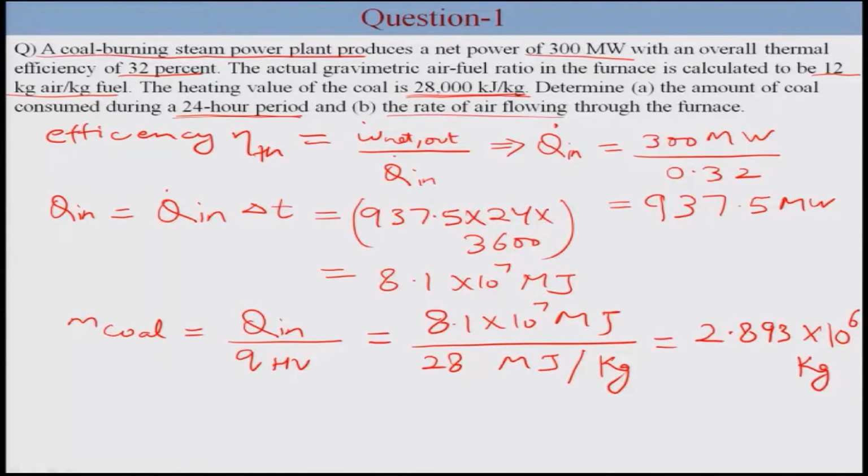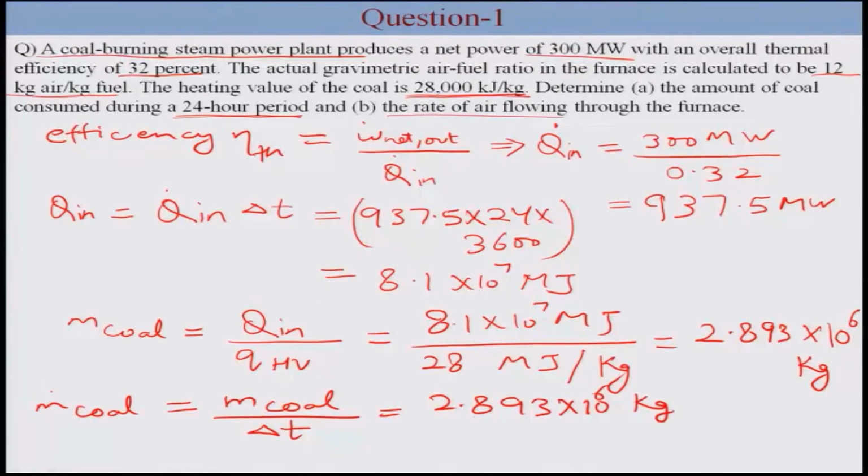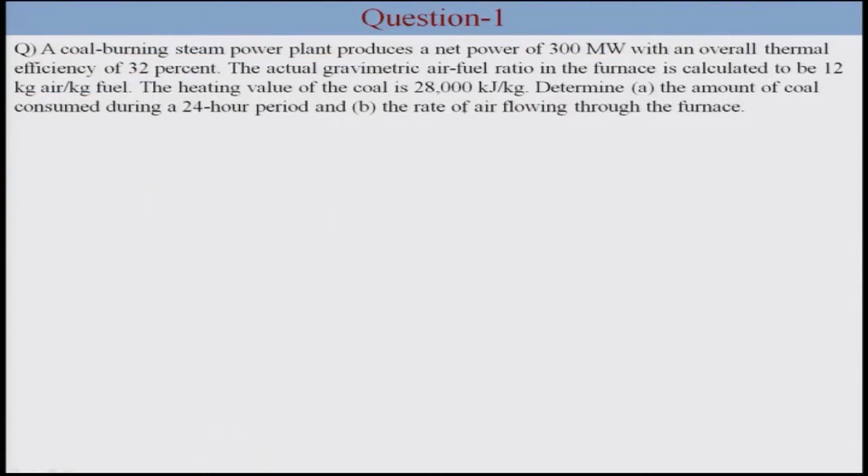From this we can also calculate the rate of coal which should be given as input by dividing the mass of the coal by time. So the rate of coal is mass of coal divided by time. So this is 2.893 into 10 to power 6 kg divided by time, which is 24 hours, so 24 into 3600 seconds. So it is equal to 33.48 kg per second.